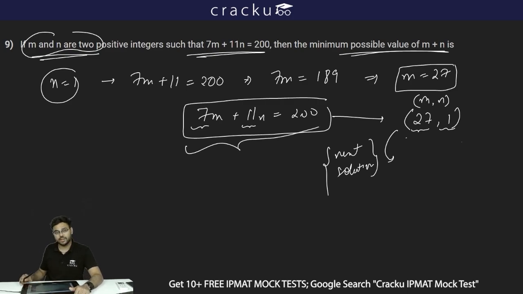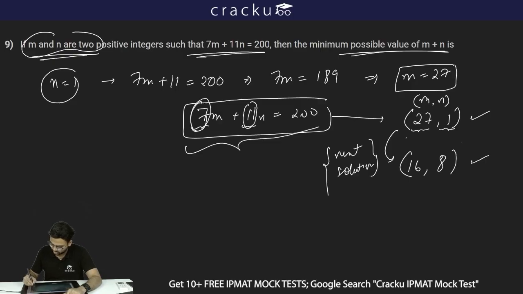So 7m plus 11n is 200. Now I'll subtract the coefficient of n from the value of m. So this will be 27 minus 11, which is 16. And if I'm subtracting the coefficient from one value, in the other value I have to add the coefficient. So in the value of n, I'll add the coefficient of m. So 16, 8 can be a possible solution. You can check this as well: 7 into 16 is 112, and 11 into 8 is 88. So 112 plus 88 is 200. So 16, 8 is one such solution.